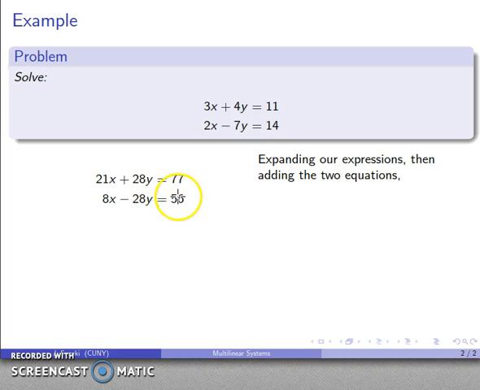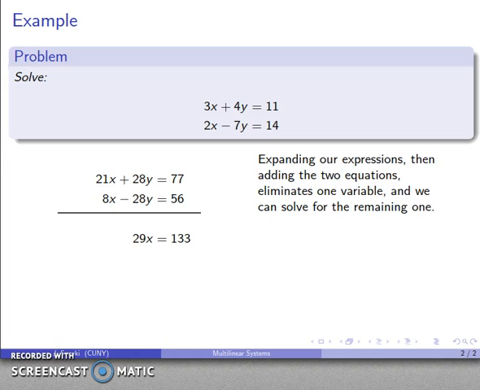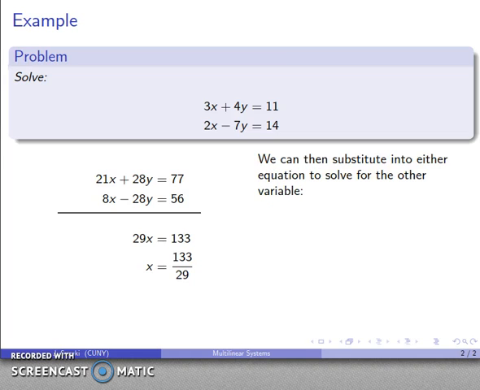So again, 56 is the same thing as 8x minus 28y. So on the right-hand side, if I add 56, I can add something that's equal to 56 and not change the equality. So I'll add 77 plus 56, which is 133, 21x plus 28y plus 8x minus 28y. The 28y minus 28y drops out, and I have 29x, and I have this equation, which I can then solve for x, 133 over 29.